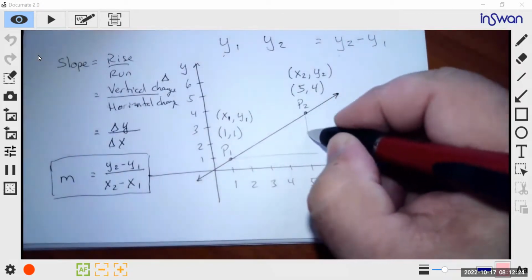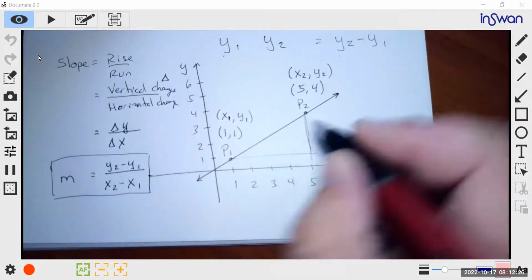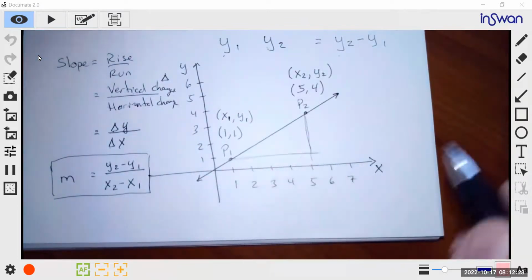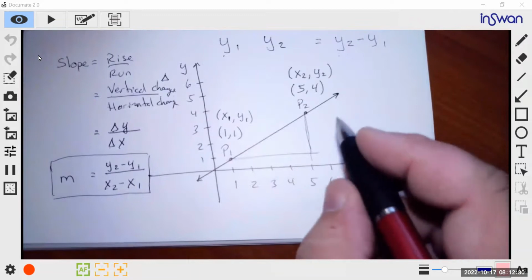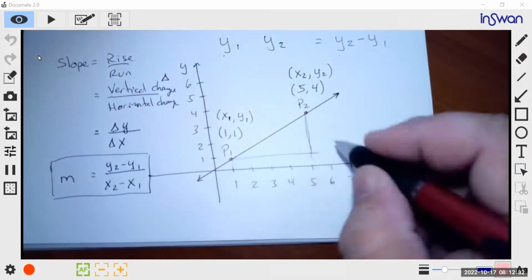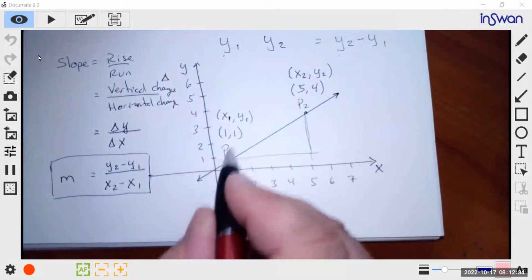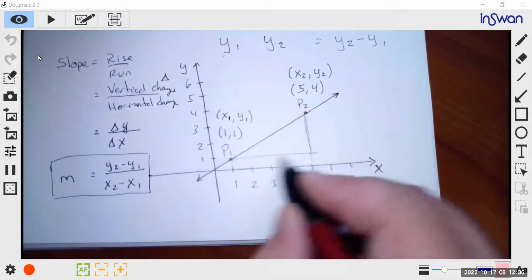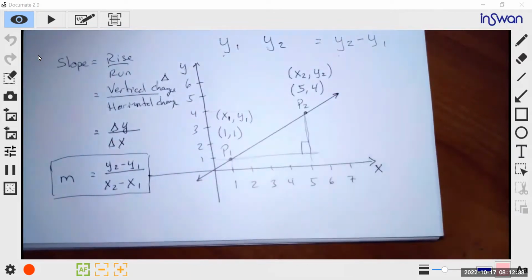Now, any 2 points on a graph defines a triangle. It starts at 1, goes to 5. Starts at 1, goes to 4. It creates a triangle, a right triangle.